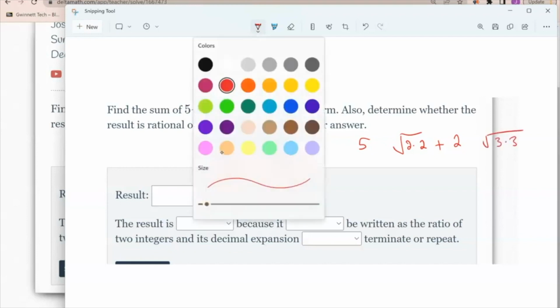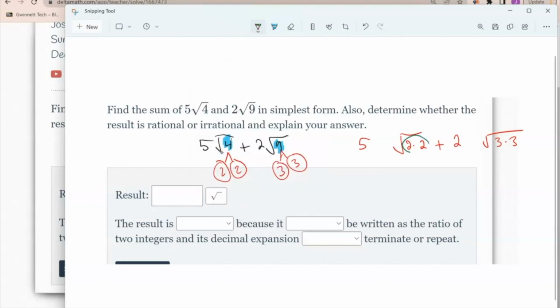All right, and then what do you see? I see a book of 2s, so 1 book of 2. Here I see a book of 3, so 1 book of 3. So I'm going to have 5 times 2, which is 10, nothing with the radical, plus 2 times 3 is 6, nothing with the radical. So you can just ignore the radicals because they're actually not the same. So you have 10 plus 6, which is 16. So this is 16.